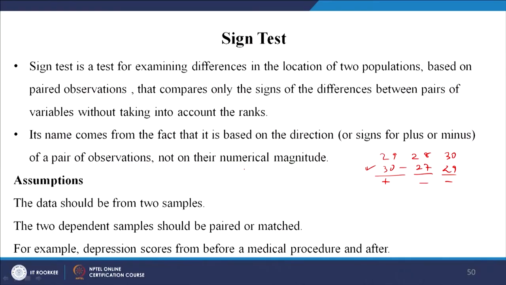Assumptions: data should be from two samples. So, there are two sample groups, let us say group 1 and group 2. The two dependent samples should be paired or matched. So, you are pairing, or comparing, one against the other. For example, depression scores from before a medical procedure and after.